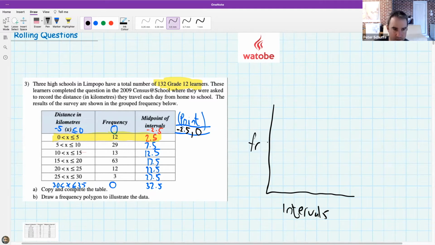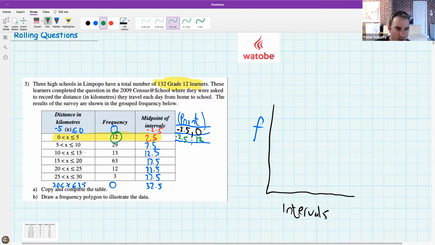Perfect. And the second, before I let you go, because you've done so well, what do you think the second point is going to be? It will be 2.5, and then what's the y coordinate going to be? 12, because it's the frequency here. So 2.5 and 12.